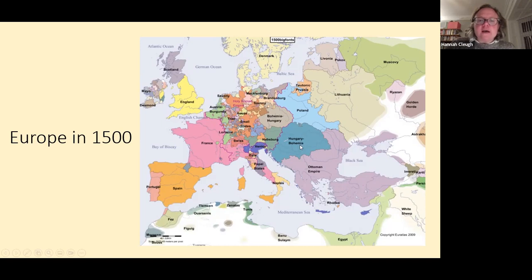Then you've got Hungary and Bohemia. These become very significant because of their place on the frontier with the Ottoman Empire. We'll come back to that shortly. Over here, obviously, we've got what we tend to call Italy. Italy, as we know it now, did not really exist. There were the Papal States, there was Florence, Milan, various other city-states, the Venetian Republic at the top, and the Kingdom of Naples at the bottom.